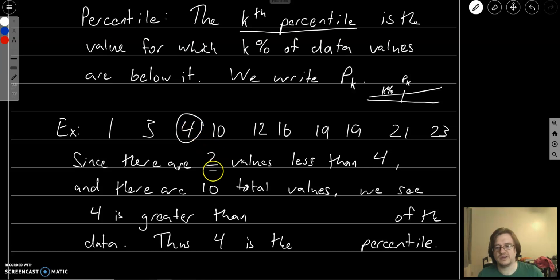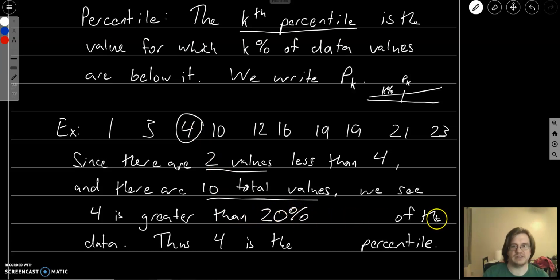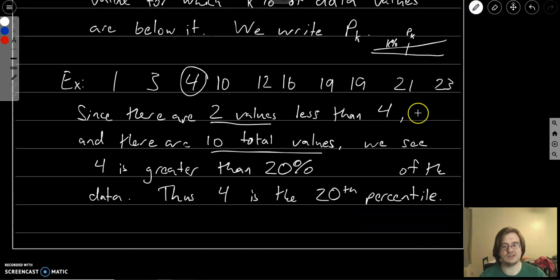So 4 is greater than 2 numbers. It's greater than 1 and it's greater than 3. So within this data set, 4 is greater than 2 out of the 10 total values. So 4 is greater than 20% of the data. This means that 4 is the 20th percentile. And then using our notation, this means that 4 is in fact P20.